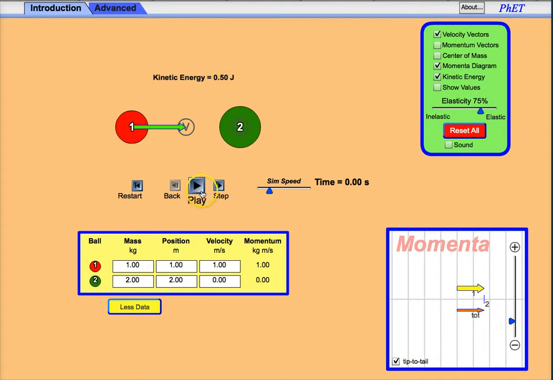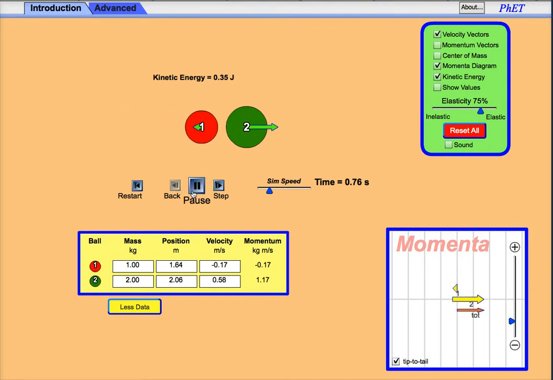Now, again, I'm going to press play. I'm going to pause the experiment after the collision, and let's see what happens. Here we go. There, I pause it. And now let's see what happened. First, take a look at the kinetic energy. It's now 0.35 joules, which means that kinetic energy has now fallen as compared to the 0.5 joules we had to start with. And that is to be expected.